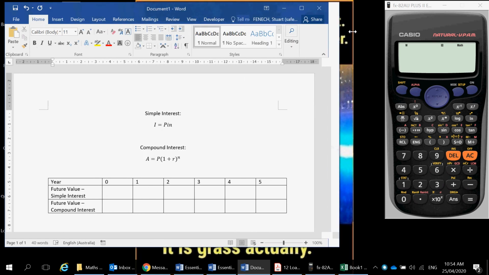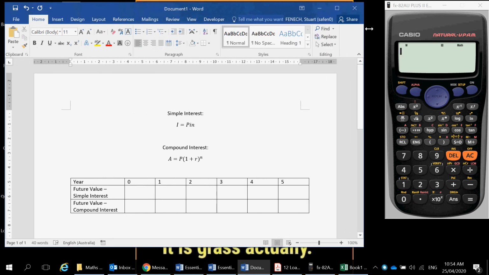Today we are going to do comparing simple interest and compound interest using technology. First of all, there's two parts to this process. Firstly, we need to calculate values of a situation using simple and compound interest. Our normal simple and compound interest formulas are shown on the screen. Hopefully you do remember them from our past adventures.